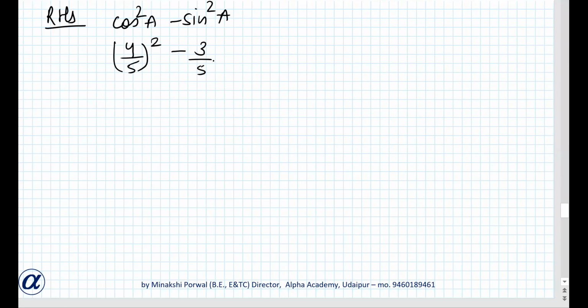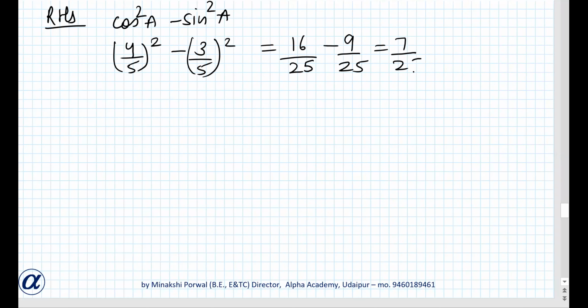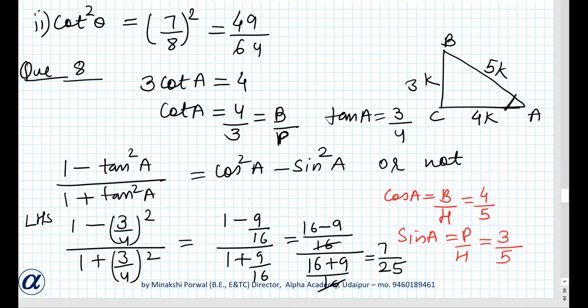Sin square A is 3 by 5 the whole square. That is equal to 16 by 25 minus 9 by 25. That is equal to 7 by 25. Okay, so LHS is coming equal to RHS. So yes, you have to write yes, they are equal.